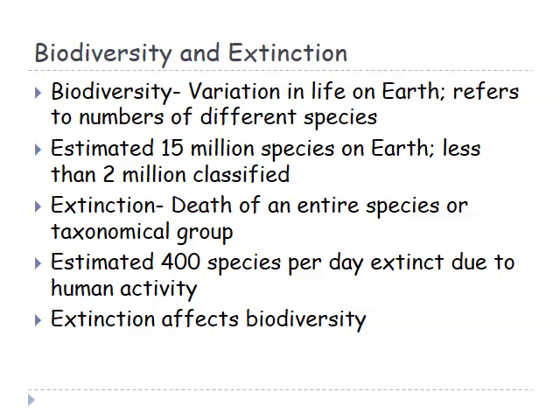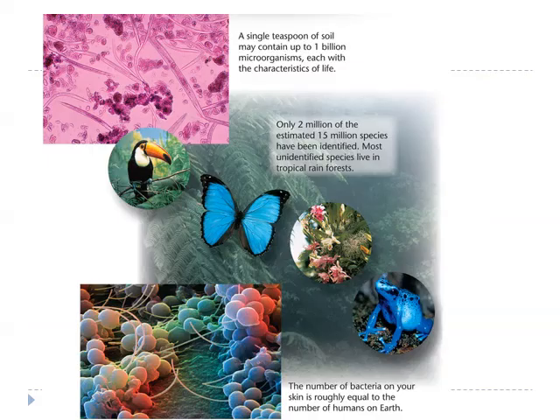If we continue to allow these species to become extinct, we may be losing our next vital drugs that could be used to treat other cancers or other types of diseases found in humans. If you looked at a single teaspoon of soil, it might contain up to 1 billion microorganisms, each of these microorganisms possessing the characteristics of life. The number of bacteria on your skin is roughly equal to the number of humans on the planet Earth.